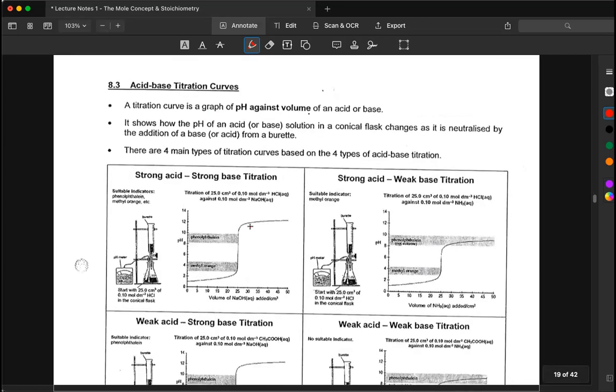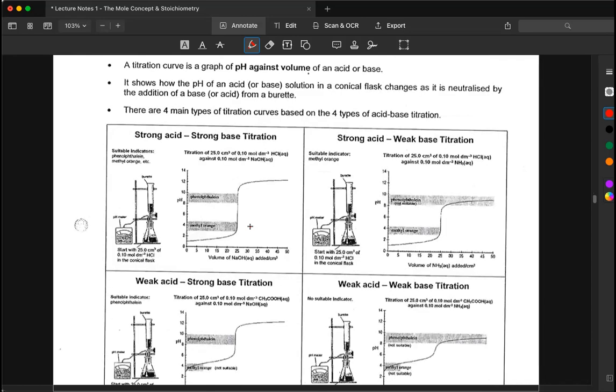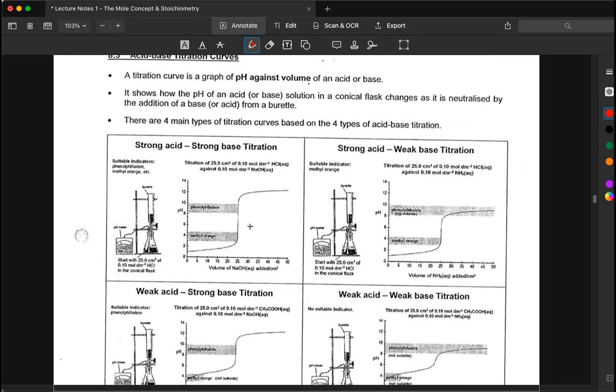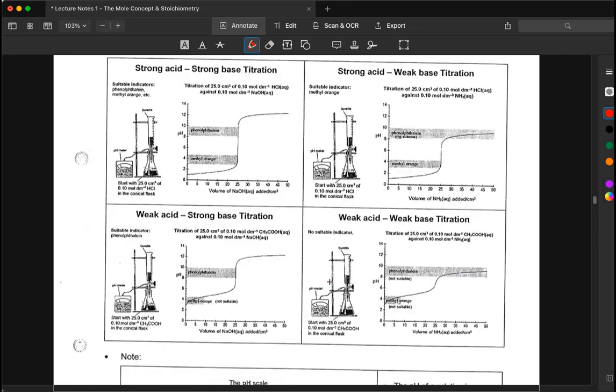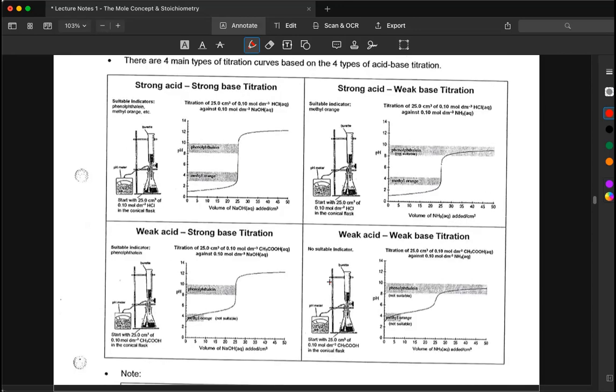Now, a recap from O level, the titration curve. The titration curve shows a graph of pH against volume of the acid or base. It shows how the pH of the acid or base in a conical flask changes when neutralized by the addition of base or acid from the burette. So we have strong acid, strong base, strong acid, weak base, weak acid, strong base, as well as weak acid, weak base titration. Different titrations require suitable indicators because their endpoints will differ.